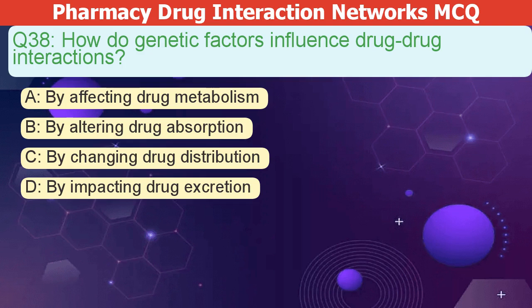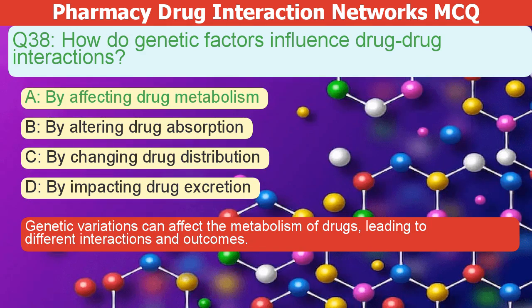How do genetic factors influence drug-drug interactions? A. By affecting drug metabolism. B. By altering drug absorption. C. By changing drug distribution. D. By impacting drug excretion. The correct answer is A. Genetic variations can affect drug metabolism, leading to different interactions and outcomes.